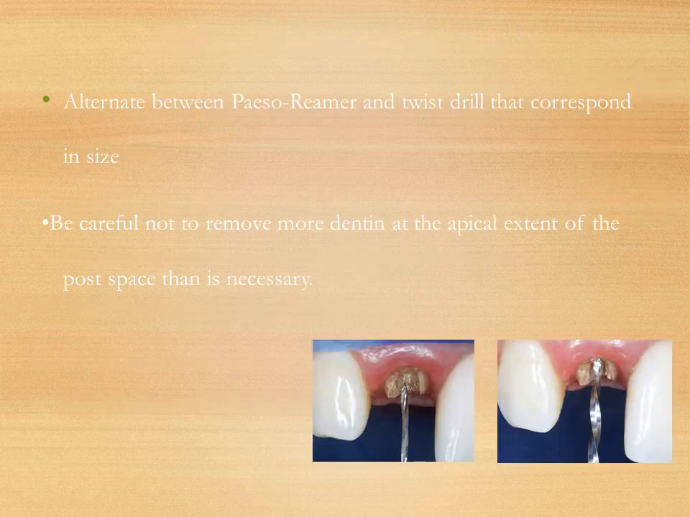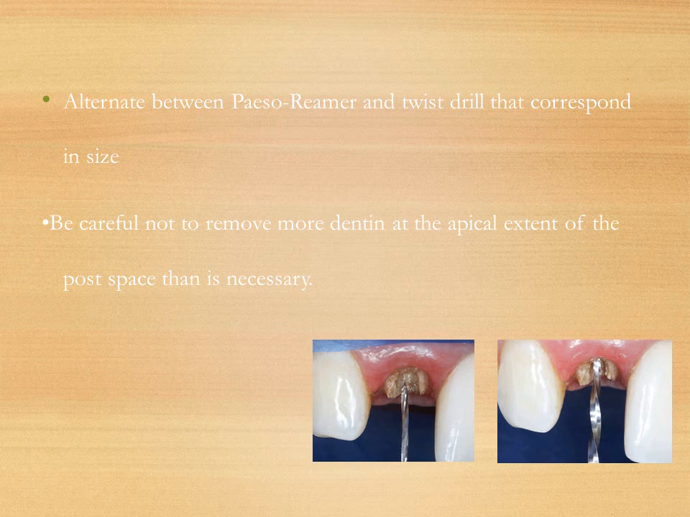Okay. And so if you are not familiar with how to use the rotary instruments, you can start off with a number 1 piezo reamer, which is a very thin drill. And once you have prepared the space using the number 1 drill, then probably you can shift over to the dedicated twist drills which come with the post and core system.